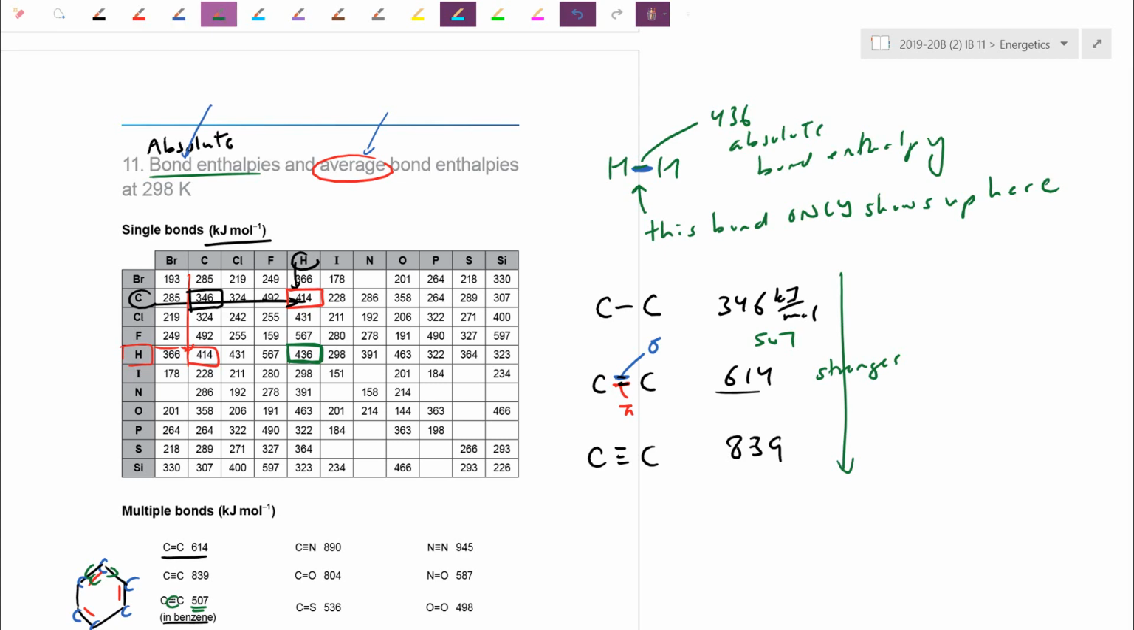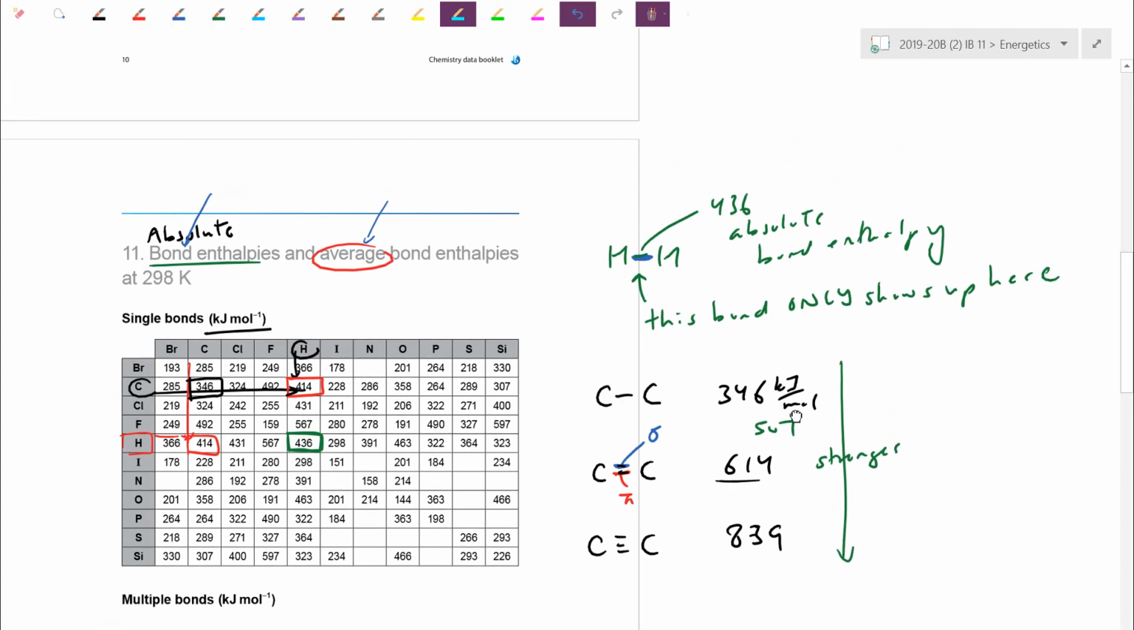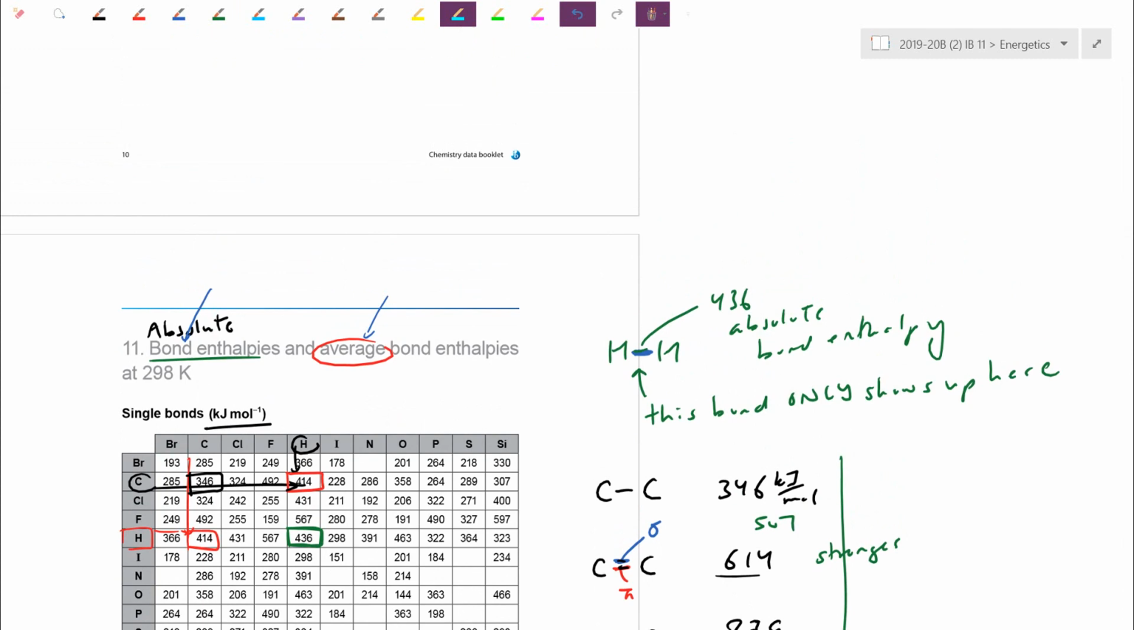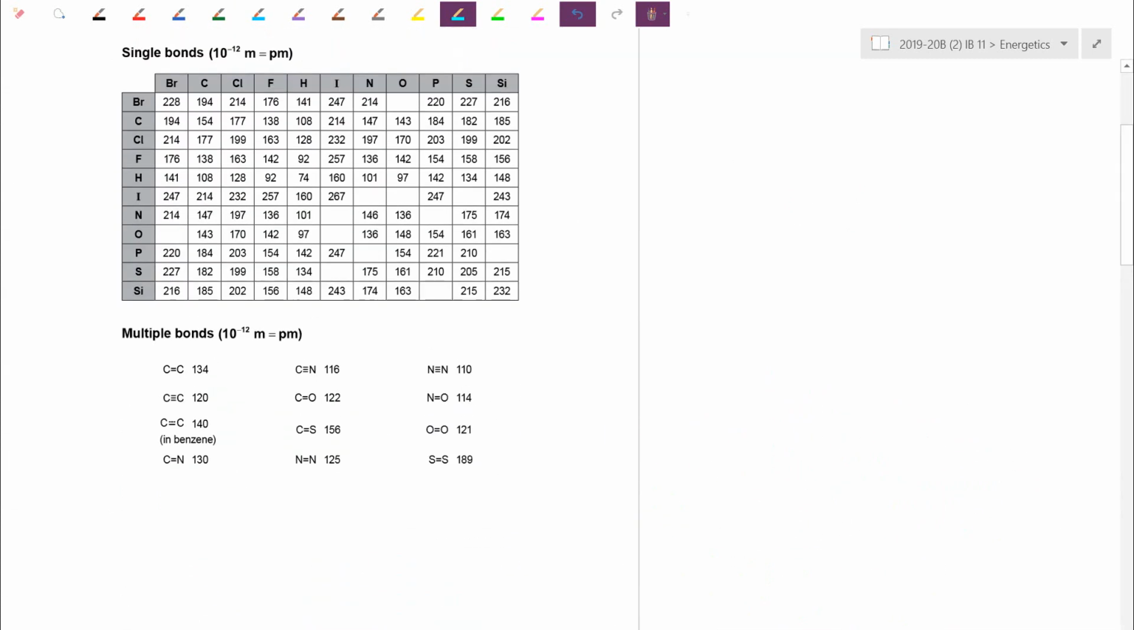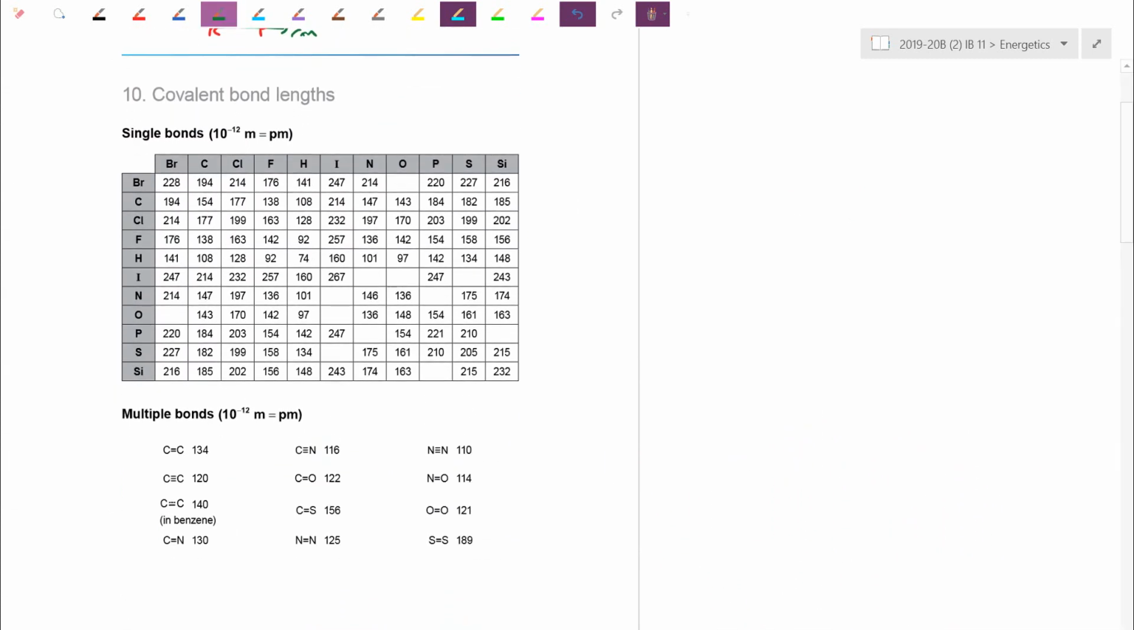Just for completeness' sake, before we get back to finding delta H, be really careful which table you're looking at. Table number 10 is formatted in exactly the same fashion. It talks about single bonds, you sort of crisscross. A carbon and a hydrogen bond here is 108, but this time, instead of looking at the bond strength, the energy needed to rip apart bonds, it's just a measure of how long that bond is.